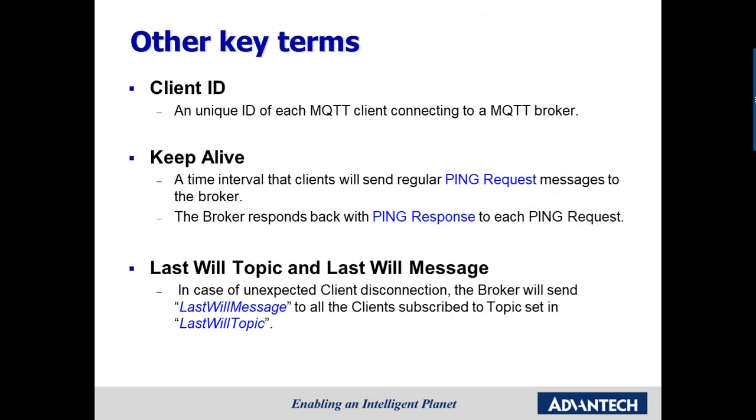Here we will keep listing 5 important key terms in MQTT. The first one is client ID. It's easy to understand. Each client will have a unique ID when connecting to an MQTT broker. The second one is keep alive. This is a time interval in which clients will send ping requests regularly to the broker to inform that this client is still alive. Then the broker will respond back with a ping response to each ping request. The third one is last will topic and last will message. This means the broker will send the last will message to all the clients who have subscribed to the last will topic in case of client disconnection. So the user can know the status of each client by using this feature.